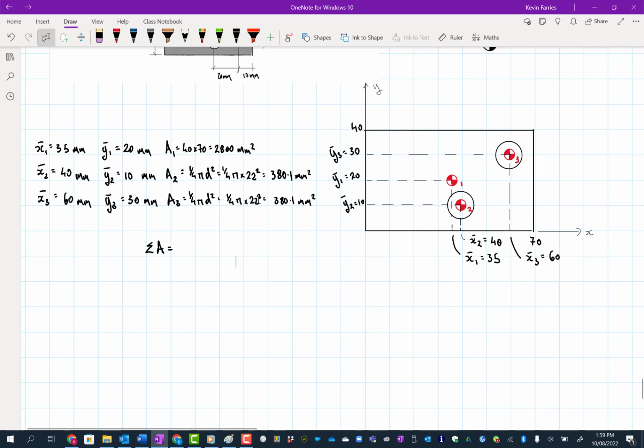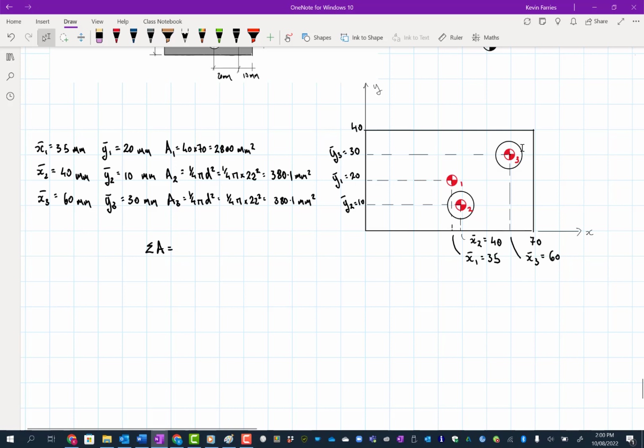So I'll just stop there again. All I've done so far is figure out the positions of each of the centroids of the components, and then the areas of each of those shapes. Now we're getting to the point where we start to combine things, and this is where we have to be careful. So we're subtracting these two circles.